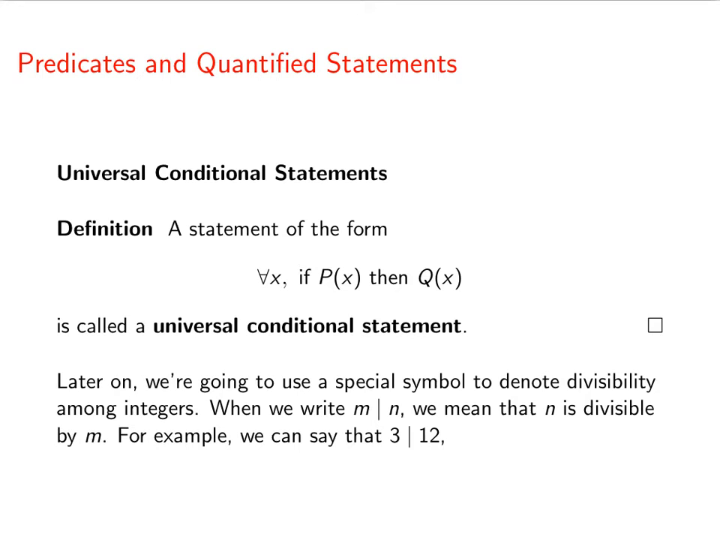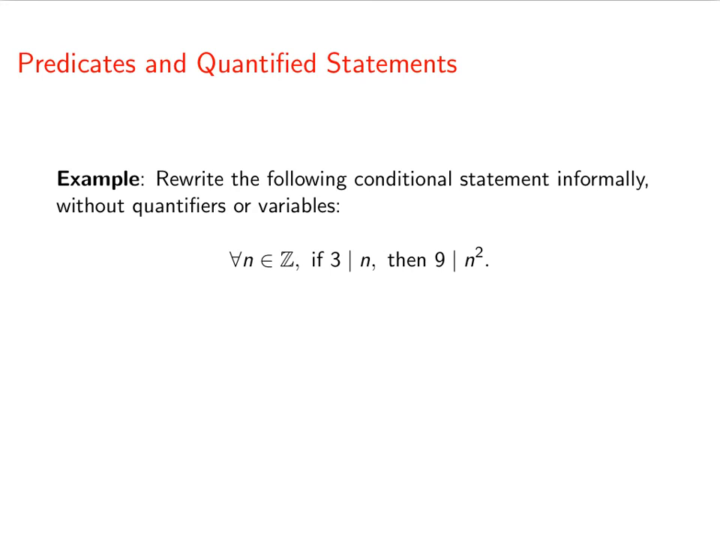You're not doing something. So, for example, we can say that 3 divides 12. That's the way we'll say it. But 5 doesn't divide 12. So, for example, let's rewrite this conditional statement informally, without using quantifiers or variables. For all n in the set of integers, if 3 divides n, then 9 divides n squared.